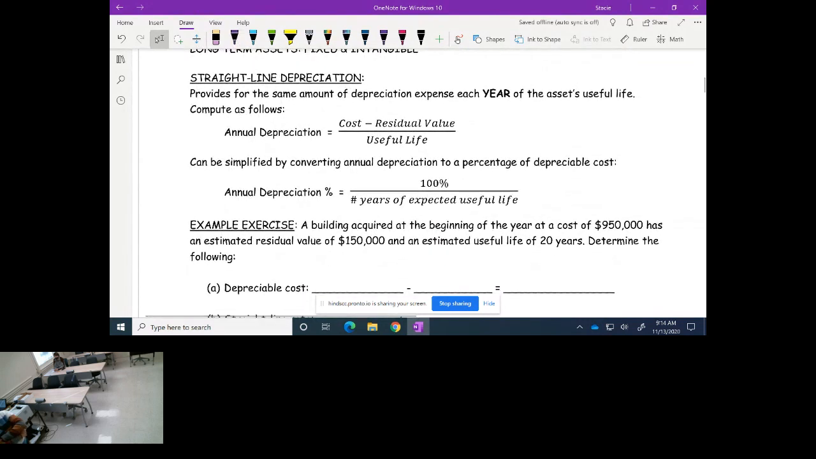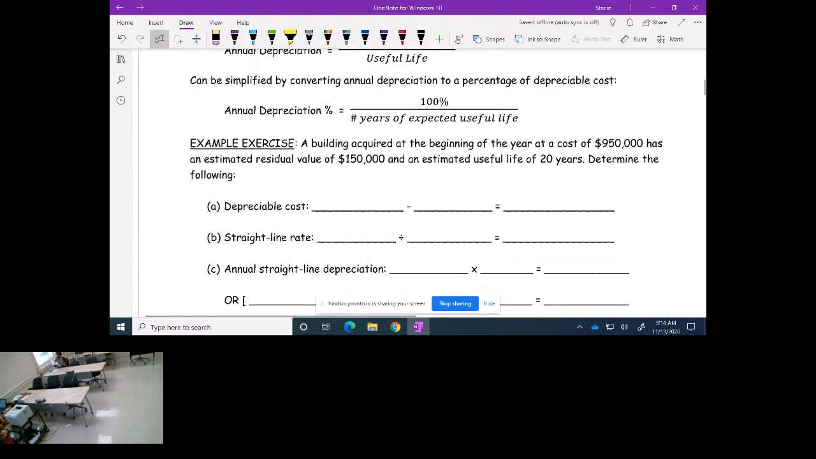Okay, so for straight line depreciation, you're going to have the same amount of depreciation every year. That's why it's called straight line. You take the cost of the asset minus its residual value, and you divide it by the number of years or months or whatever that you expect that asset to be useful. You can make that into a percentage by dividing 100% by the number of years you expect that asset to be useful. All right, and that's with straight line.